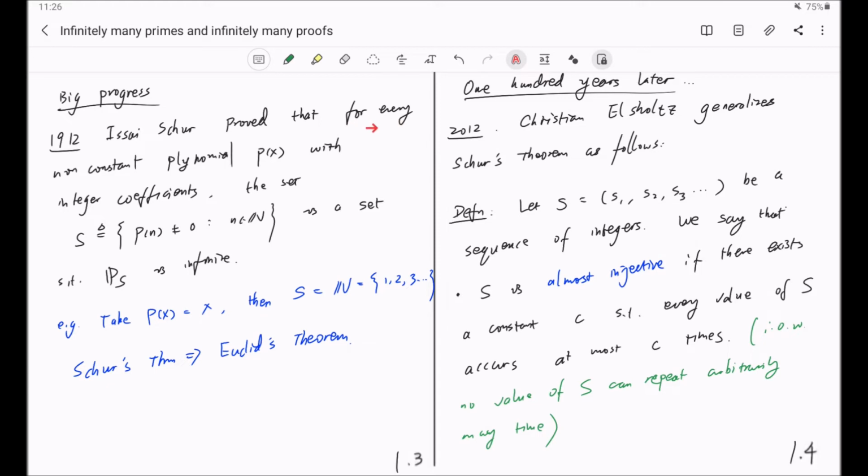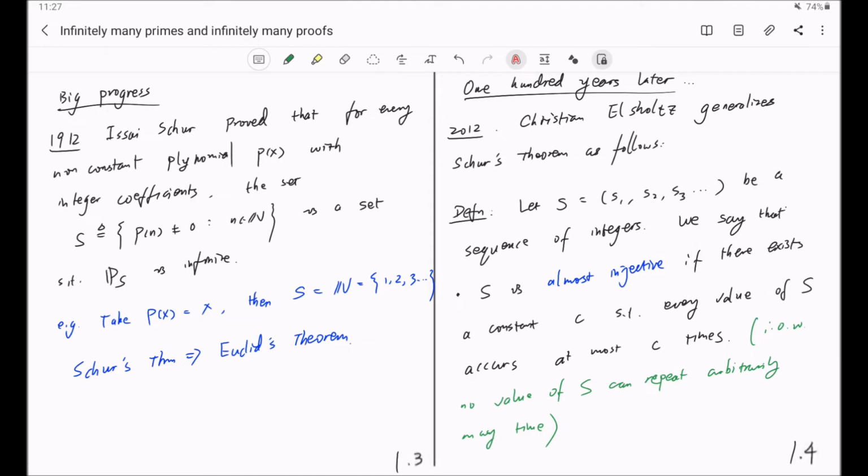If you fix any non-constant polynomial p of x, and you consider the set S of values of this polynomial on the set of positive integers where this polynomial is non-zero, and you arrange this as a sequence, the set S will be almost injective.